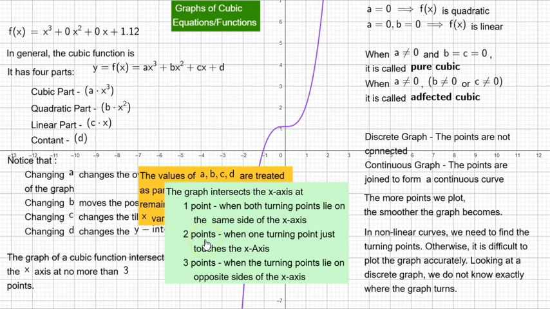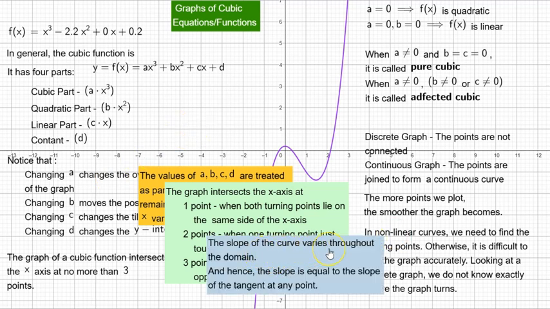It will intersect at 2 points when one turning point just touches the x-axis. It just touches it. So here there is 1 point here and 1 point here. At 3 points when the turning points lie on opposite sides of the x-axis. So something like this. So here point 1, point 2, point 3. 3 points at which this curve is intersecting the x-axis.